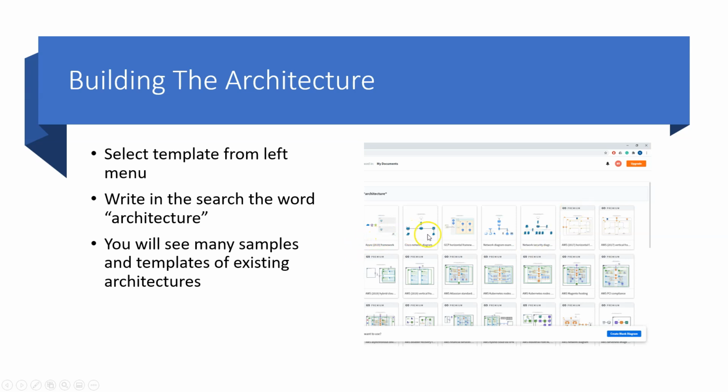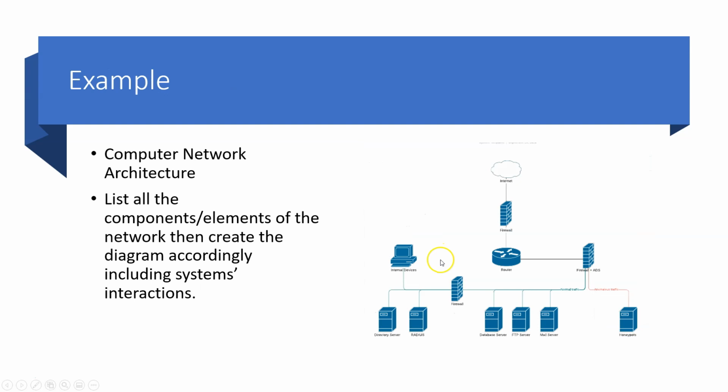This is just to give you an example, but you go to basic chart, and you can drag and drop the shapes that you would like to add in your architecture. You will see many sample templates, but maybe the one that you need is not there. Let me show you, for example, computer network architecture. It's there, it's ready for you. So you can just select that, as I did.